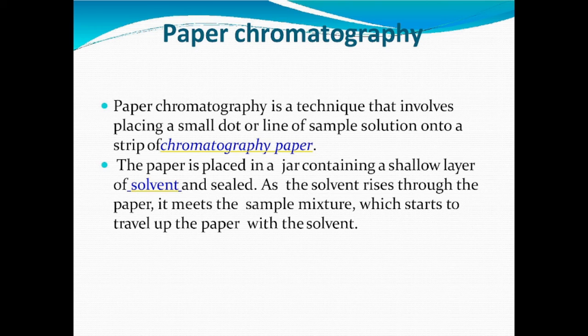The paper is placed in a jar containing a shallow layer of solvent and sealed, and as the solvent rises through the paper, it meets the sample mixture, which starts to travel up the paper with the solvent. This means that the chromatography paper acts as the stationary phase, whereas the solvent acts as the mobile phase, and that solvent takes your sample, which migrates upwards along the chromatography paper.